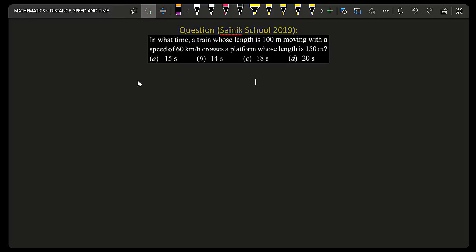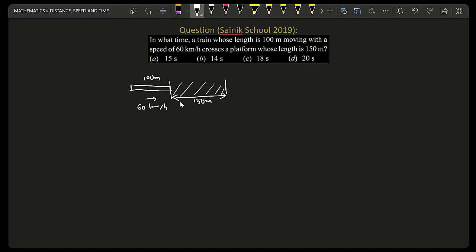Just a second, I'll draw the illustration also for you. This is the train, whose length is given as 100 meters. It's moving with a speed of, what is the speed of the train given? 60 kilometers per hour. And there is a platform here that it needs to cross. This platform is 150 meters in length. Now what is the time taken for the train to cross this platform? This is the question. Yes, what are you going to do?